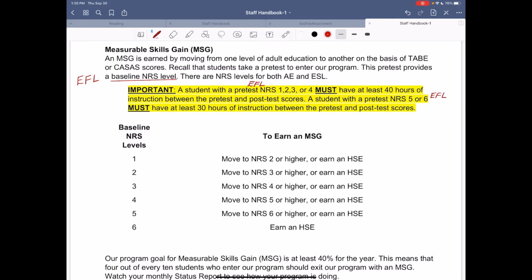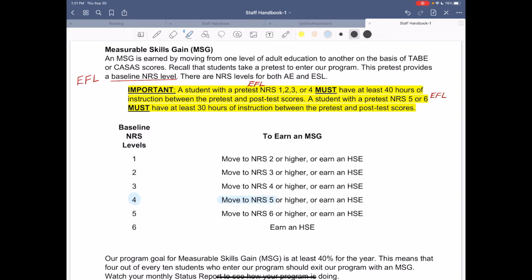So how does a student get an MSG, a measurable skills gain? Let's suppose that a student comes into the program and takes the TABE test and scores a level 1. That's a literacy level. After 40 hours, that student takes a post-test and moves to an NRS of level 2. That is a level gain. Suppose that the student comes in at a level 4, stays with us for 40 hours, and moves to level 5 on a post-test. That is a level gain.